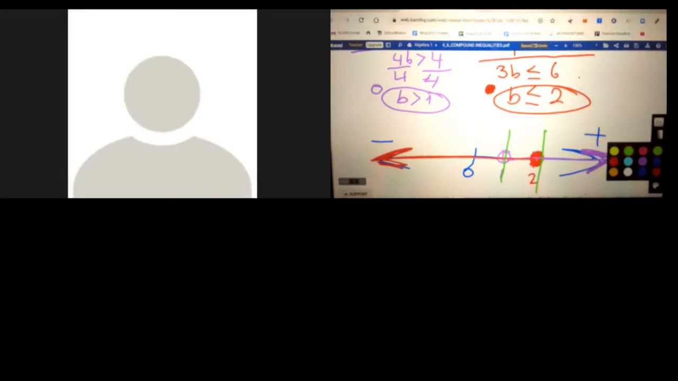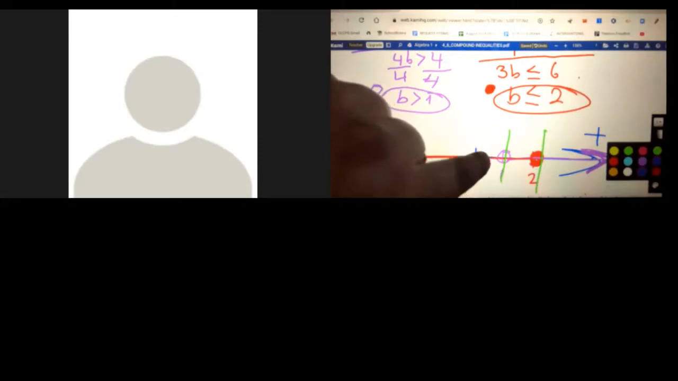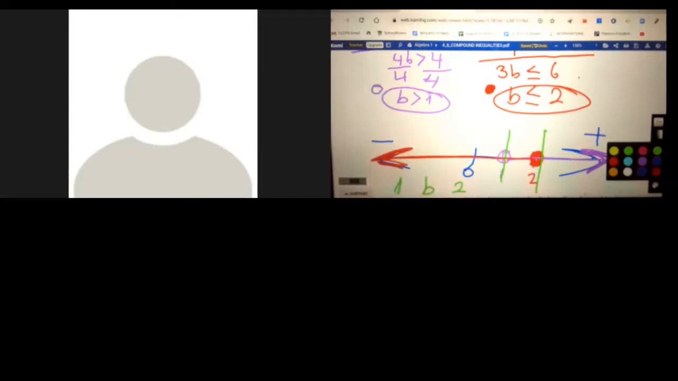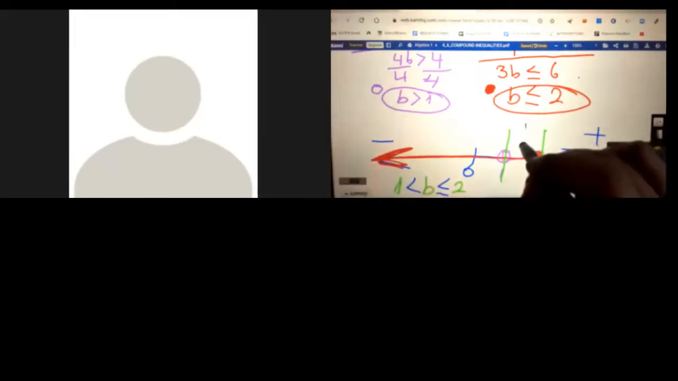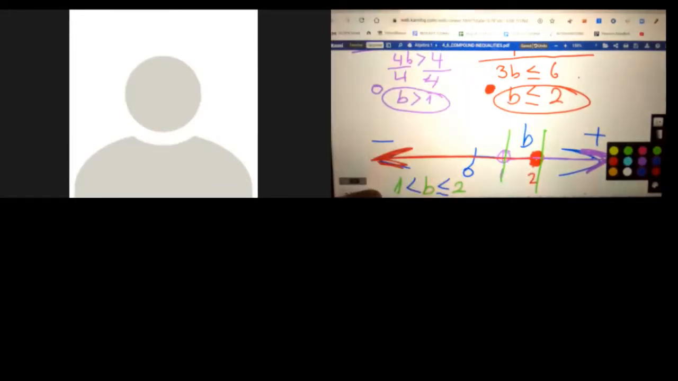So after I write this, again, the only thing I'm writing is these two numbers, 1 and then 2, with my variable in between. And then I'm looking at the sign on the 1, which is just a less than. I'm looking at the sign on 2. Because my b is in between here, b is greater than 1, so it means 1 is less than b, and b is less than 2 because it's on the left of it, but equal to as well because of the closed circle.